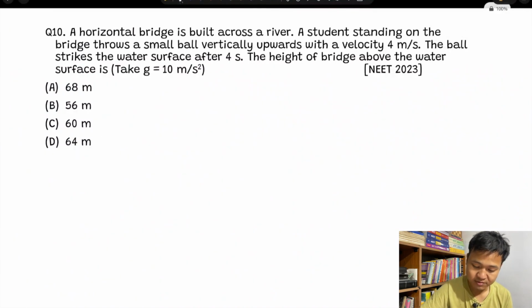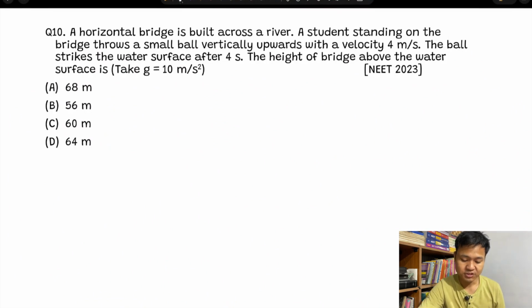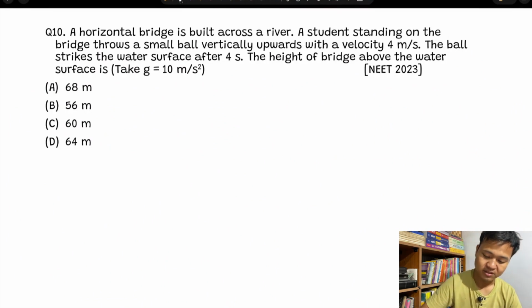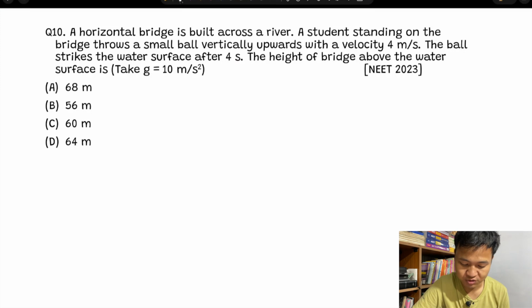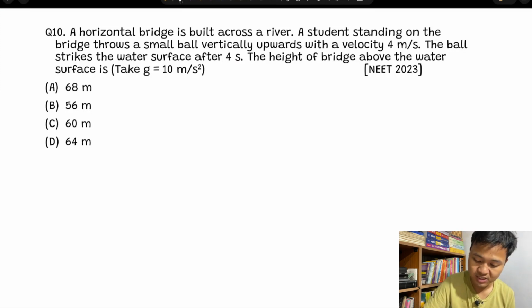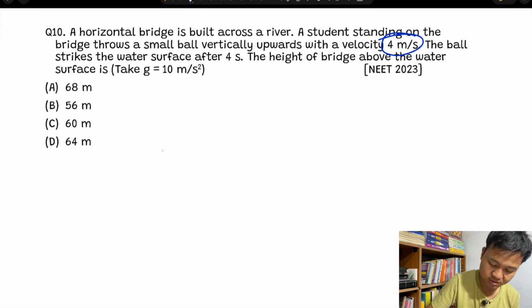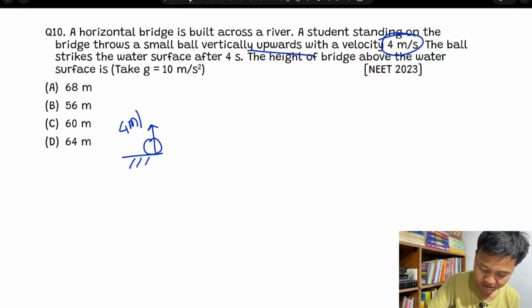Next question, a NEET question again. A horizontal bridge is built across a river. A student standing on the bridge throws a small ball vertically upward with an initial velocity of 4 meter per second. So the person is standing on the bridge and throws upward with 4 meter per second.